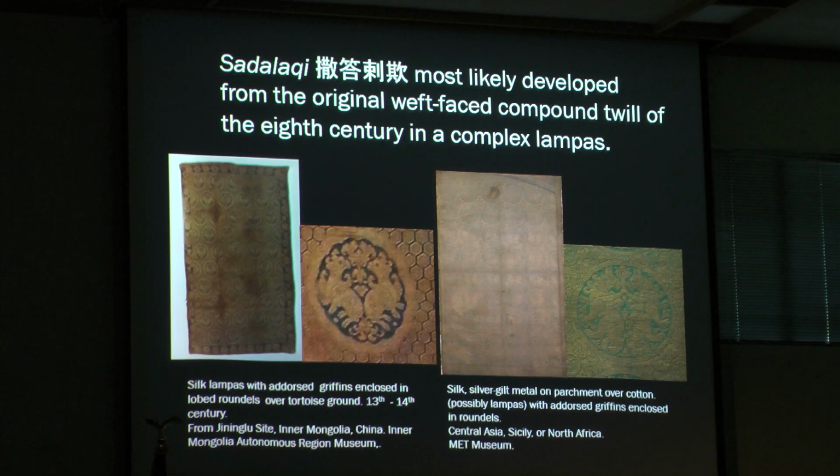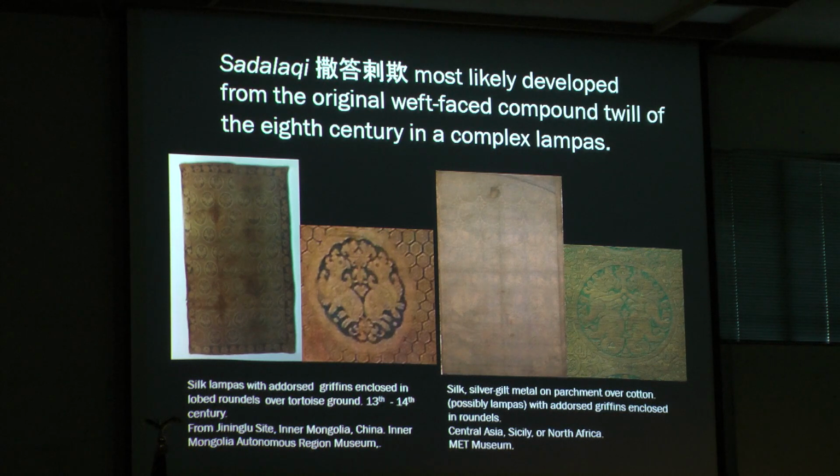An example of sadalachi might be the piece excavated in Mongolia, that can be compared with a piece in the Metropolitan Museum of Art that is believed to come from Sicily or most likely Central Asia. This in particular is interesting because the Persian scientist Jamal ad-Din in 1287 most likely was the leader of a weavers group established in Kambalik, so in Beijing, in the production of sadalachi.